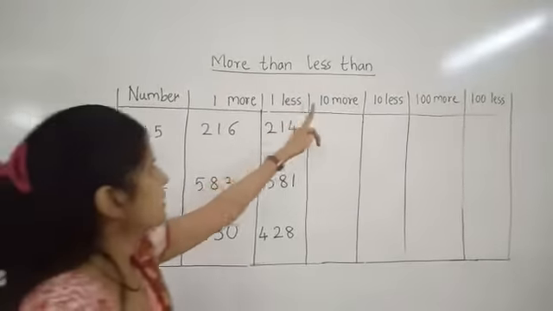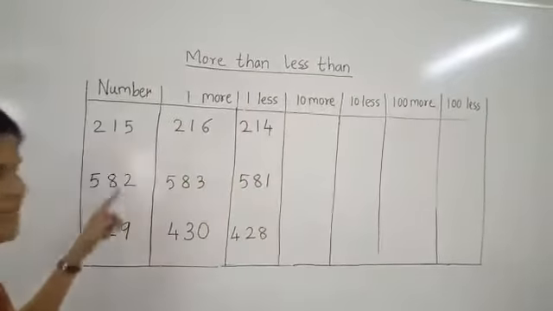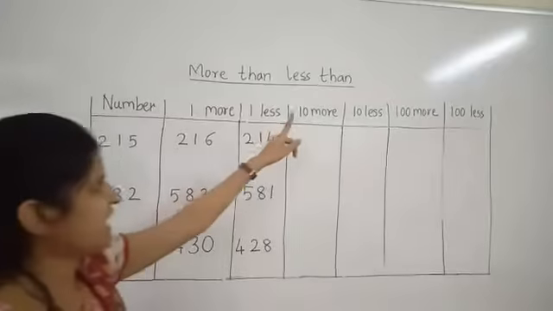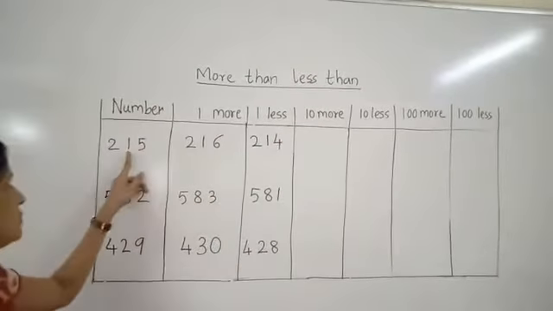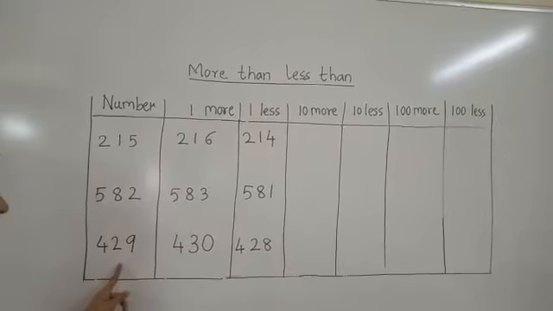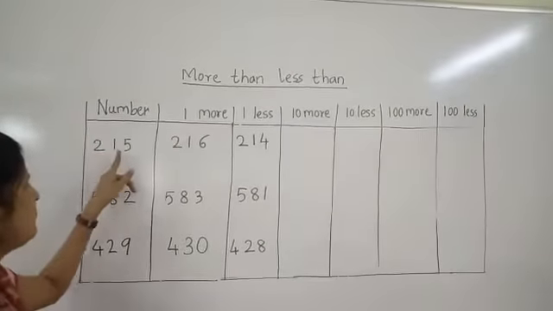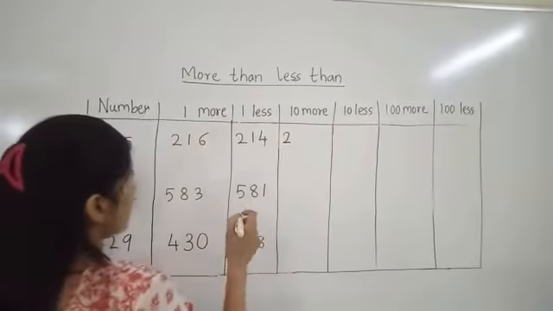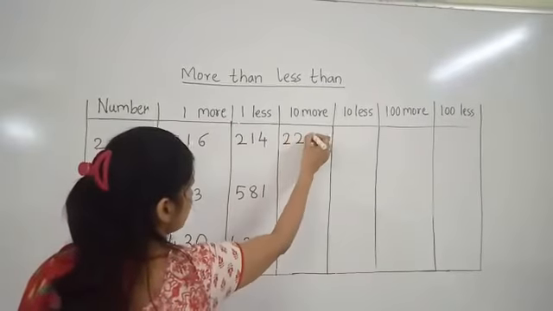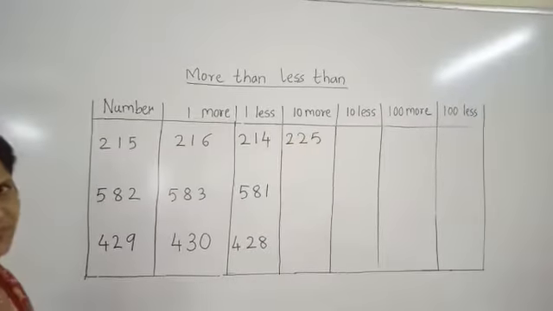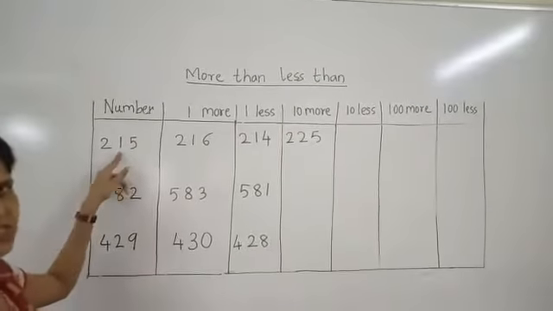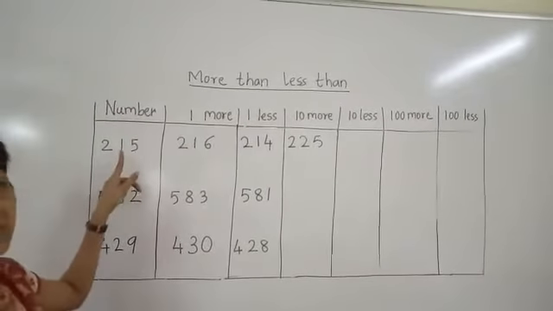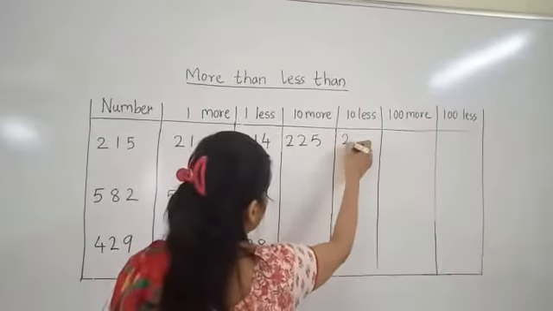Okay. Now let us do 10 more and 10 less of the same numbers. Now see here, as I said in the previous video, when they are asking 10 more or 10 less, you have to see only the tens place number. So 215, 10 more they are asking, so it will be 1 number more. After 1, 2 comes, so 225. And 10 less means the tens place will be 1 number less. Before 1 which number comes? 0. So it will be 205.